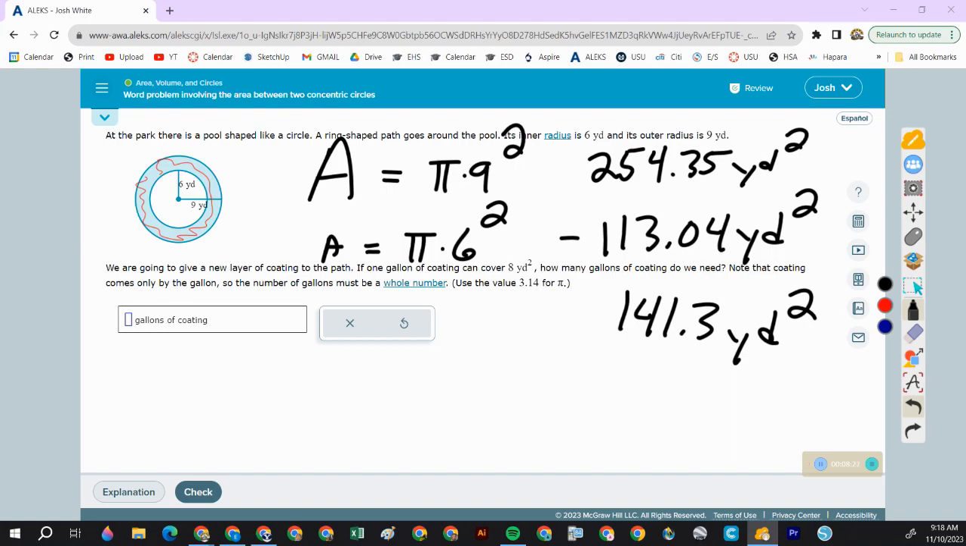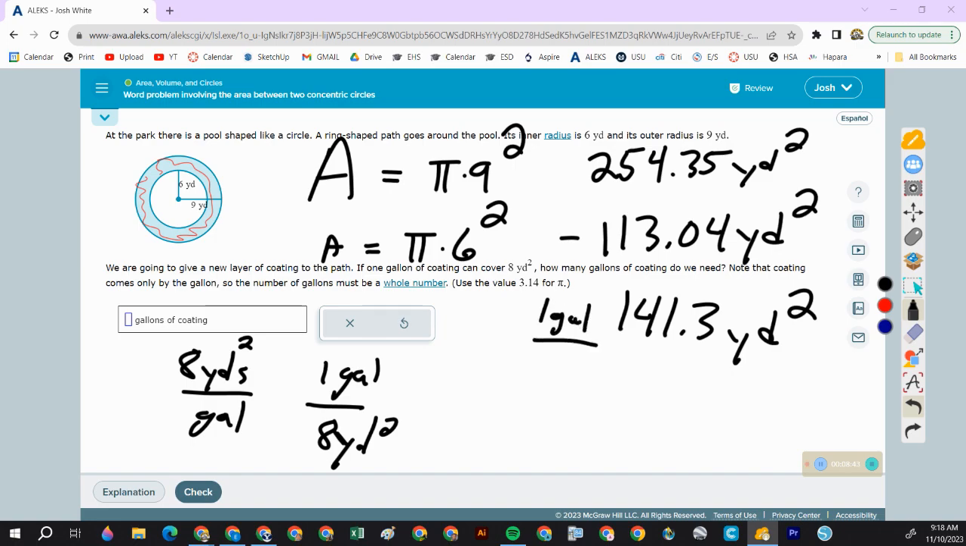How do I figure out how many gallons it takes? So we have 8 yards squared per gallon, or also known as 1 gallon will cover 8 yards squared. So I times this by 1 gallon over 8 yards squared. The yard squared cancels the yard squared. Divide by 8. And this is a little tricky. I get 17.6.